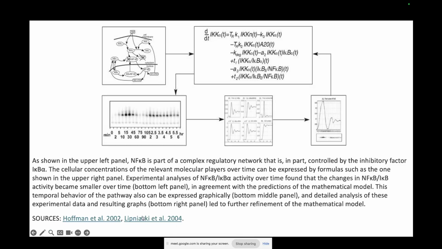If you are interested, there are a couple of papers which go through these in great detail. If you want them, please go through these papers: Hoffmann et al. 2002 and Lipniacki et al. 2004. These are two papers which have extensively studied this particular process using mathematical models. So okay.